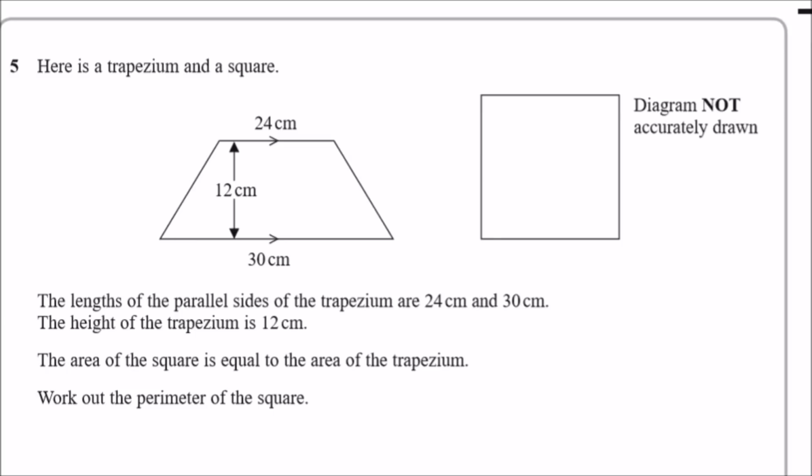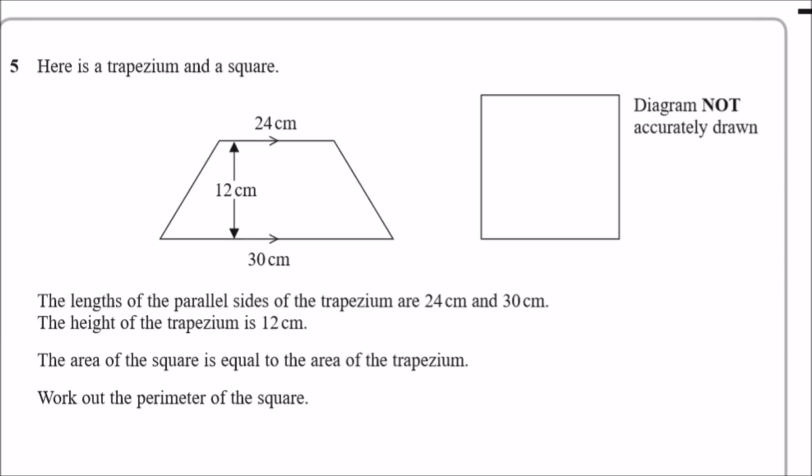Right, number 5, guys. So here we go. So here is a trapezium and a square, all right? So let's just take our time to visualize them. The lengths of the parallel sides of the trapezium are 24 and 30. The height of the trapezium is 12. The area of the square is equal to the area of the trapezium.